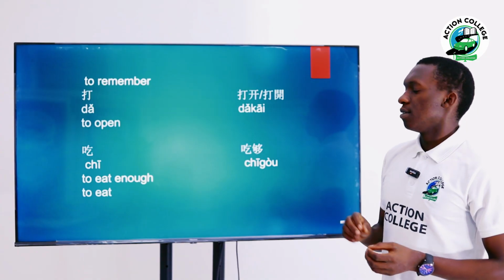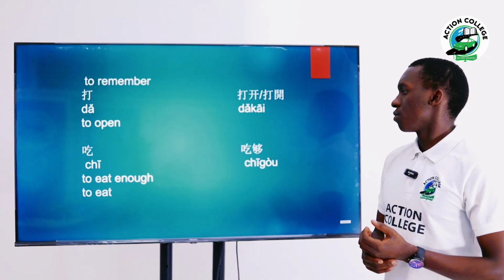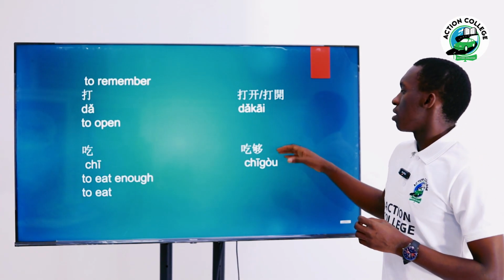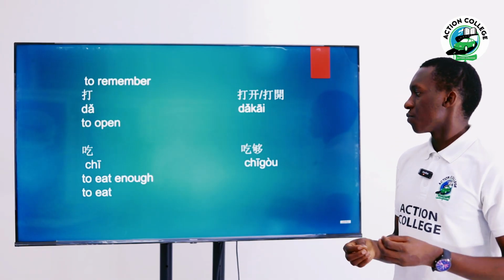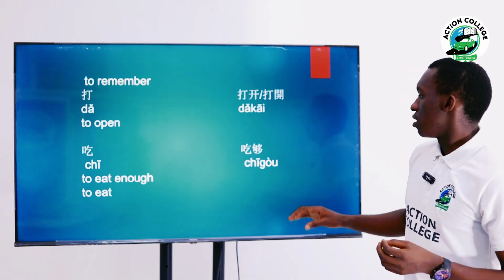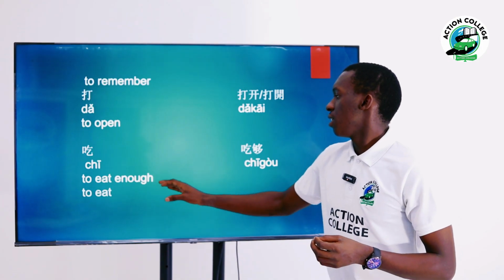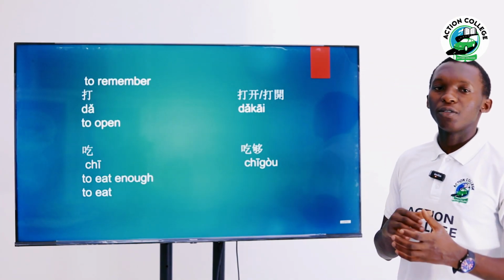Then to eat is chi. Remember that go is to be enough. Then chi go is to eat enough. Chi go.